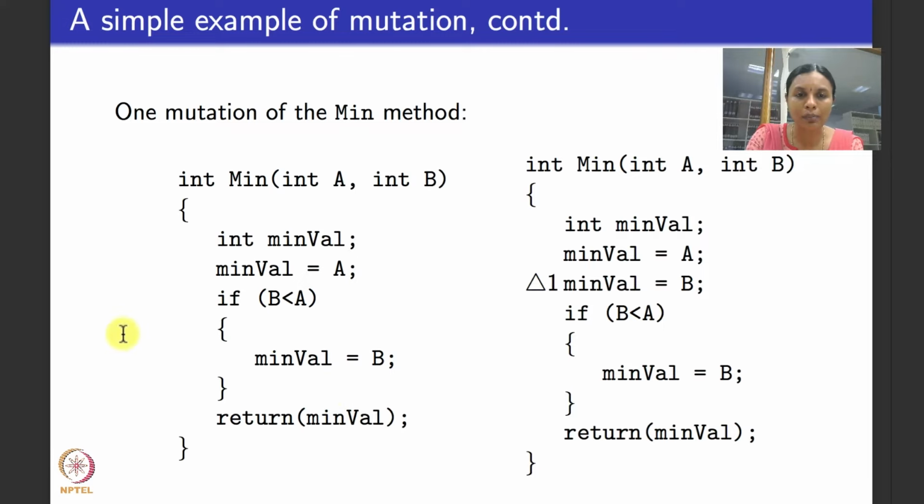So I take the same program, which is given on the left-hand side, and I make one mutation, which is given here. How will you read this?